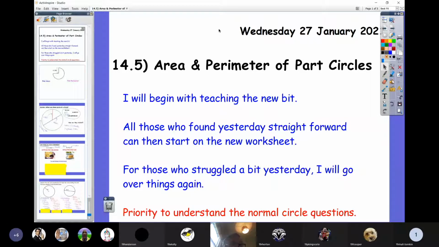So this is my plan. I'm going to teach the new bit, so those of you who are moving on can just get on with the Dr. Frost questions, which are called area and perimeter of part circles. But I'm then going to go over the normal circle material again. So I'm going to repeat the last lesson. And any of you who are struggling, I want you to be interrupting me and say, look, I don't get that bit, or I don't get that bit, okay? Because there's not much point you guys moving on to this harder stuff if you're still struggling with the starting stuff. So, okay, that's the plan.